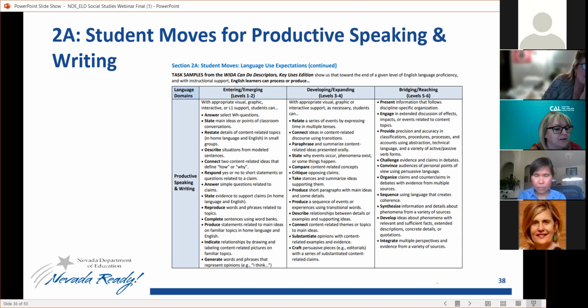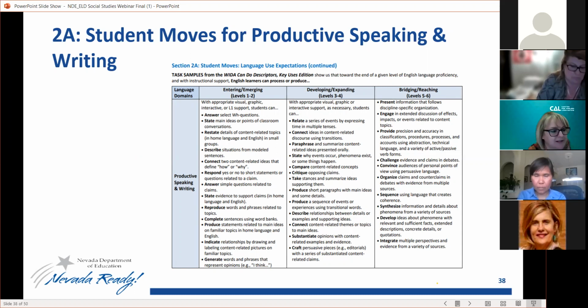And then when I go to the left, I can see students were able to answer simple questions related to claims. Definitely, they were doing that during the gallery walk. They were doing that during the Think, Pair, Share, and when they were annotating their article as well. And so now I can see where I was able to meet my students in all three different levels.